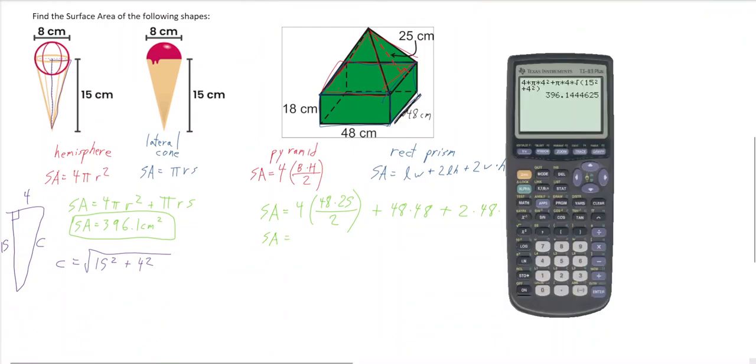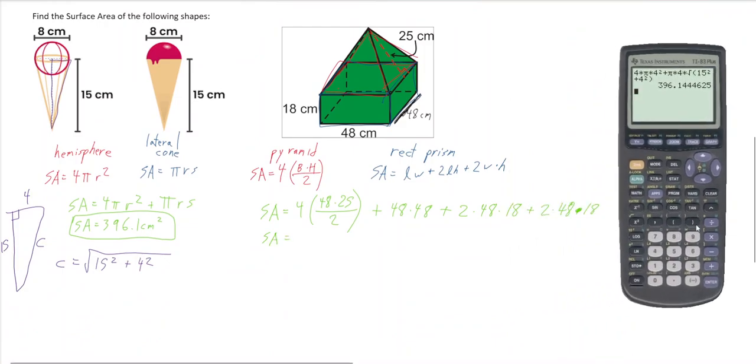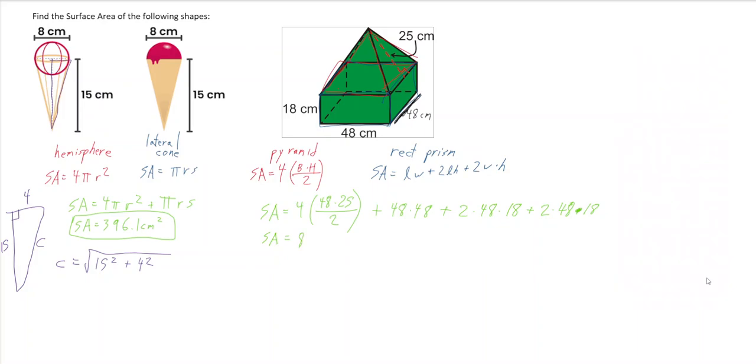So, plugging that all into our calculator, 4 bracket 48 times 25 divided by 2 bracket plus 48 times 48 plus 2 times 48 times 18 plus 2 times 48 times 18 equals 8,160.